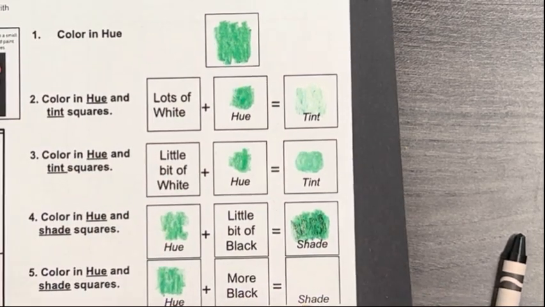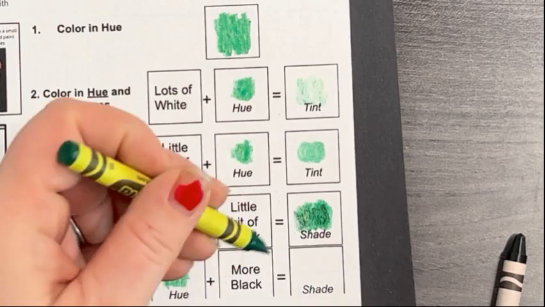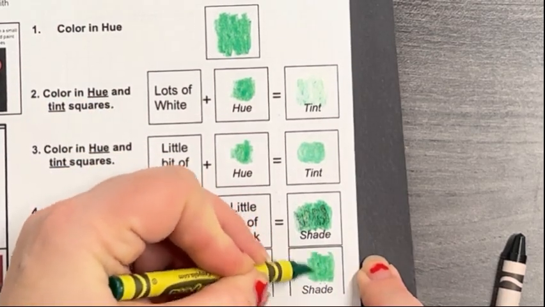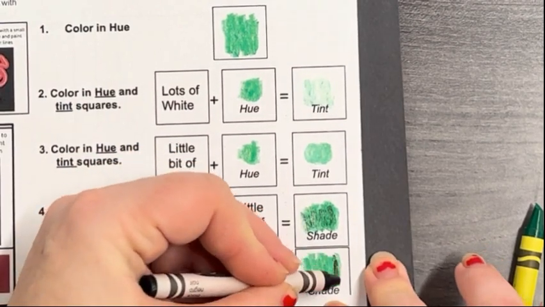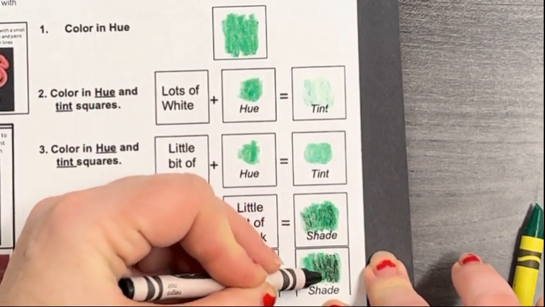Now I would like to make another shade, and so with this one I'm going to do the same thing. I'm going to do my green, my hue, and then I'm going to add more black on top of it.